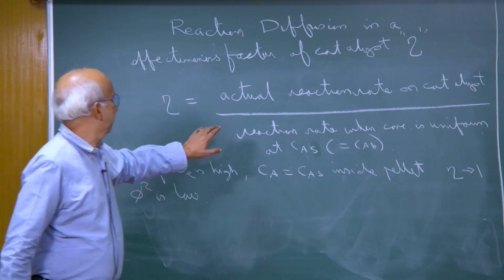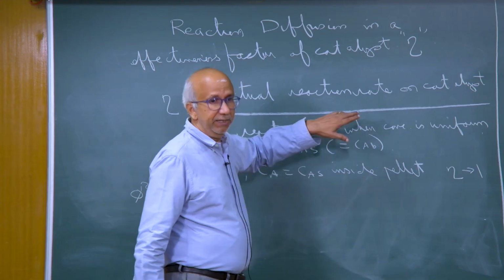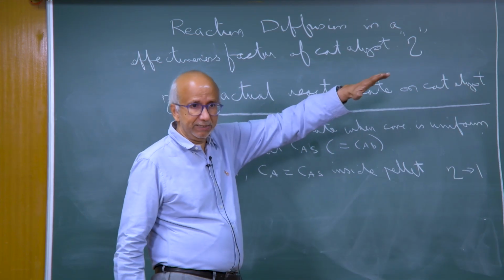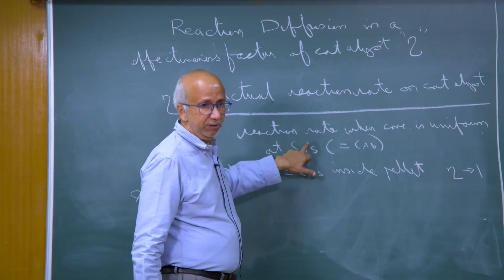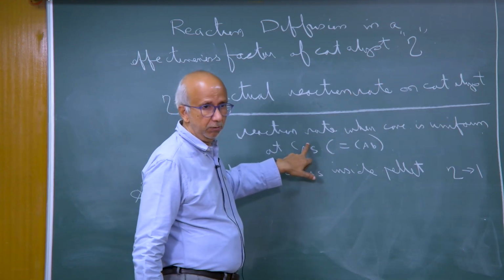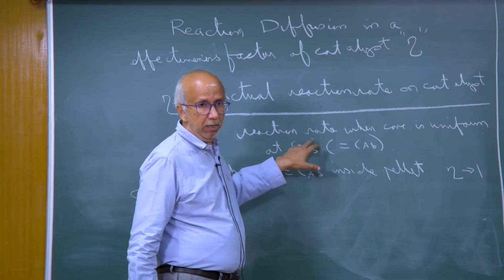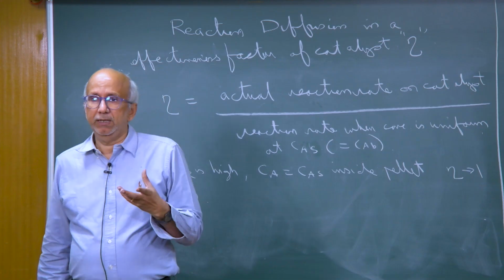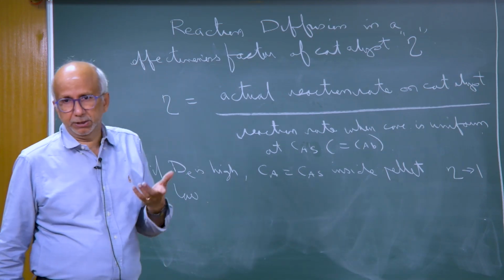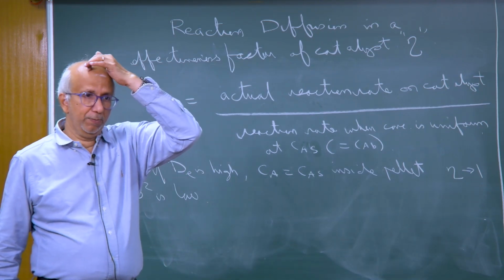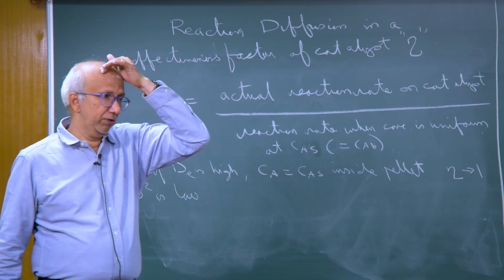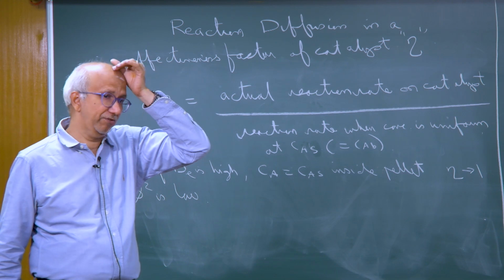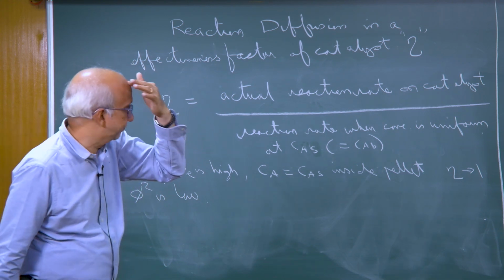So the reaction rate in the actual pellet, the concentration will be equal to C S everywhere inside, which is the same as the denominator. This is my reference value. Basically this is a measure of the internal diffusion resistance that you have. How much resistance is there because of internal diffusion inside the catalyst, that is what we are trying to quantify using eta.